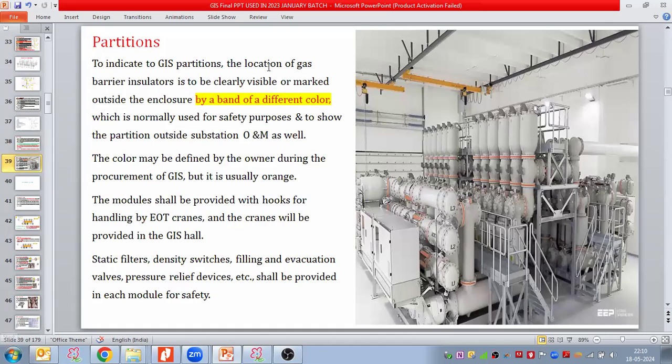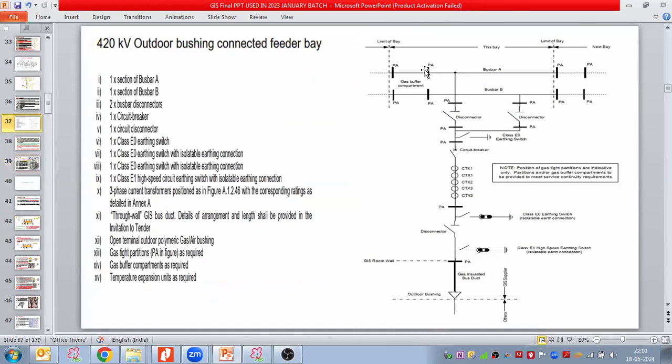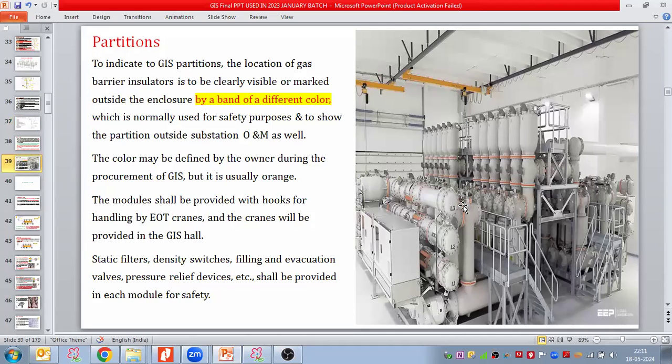So to indicate the GIS partitions, the location of the gas barrier insulator is to be clearly visible or marked outside the enclosure by a band of different color. What we discussed is the internal partitions. So how will these internal partitions appear outside? For that we take this kind of marking, the orange color marking. Whenever you visit substations and you see this orange marking, you understand that this is the barrier insulator, used here for partition purposes.